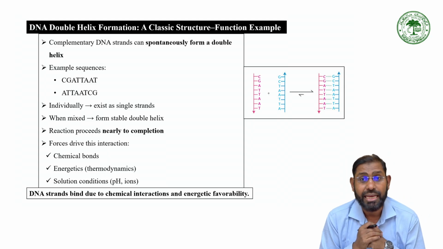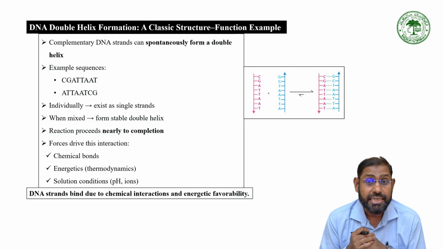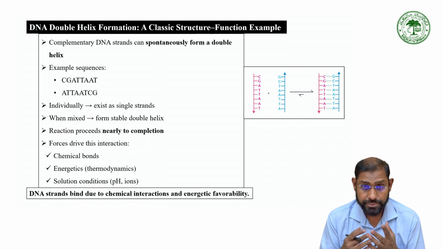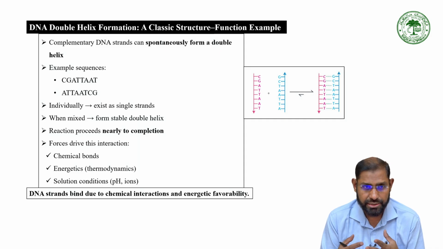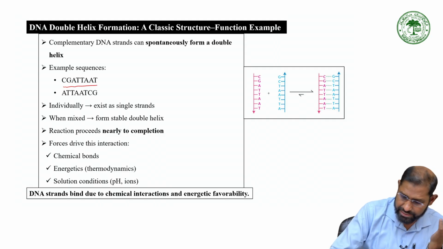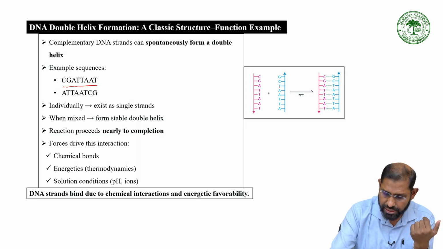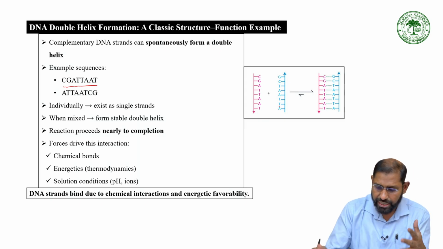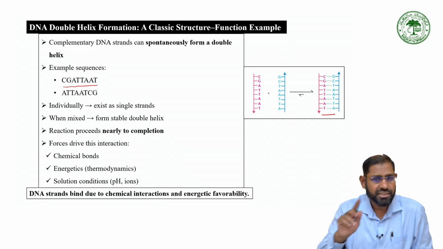DNA double helix formation is a classical structure-function example. Complementary DNA strands can spontaneously form a double helix, which is very unique because one DNA strand finds the complementary strand and they form a double helix. Suppose we have a sequence like CGATTAT. Then the complementary sequence of this is GCATATAT. So again, when the two single strands are complementary to each other, they mix and form the double helix. This is a very unique characteristic.